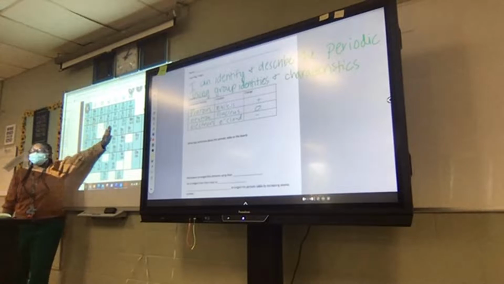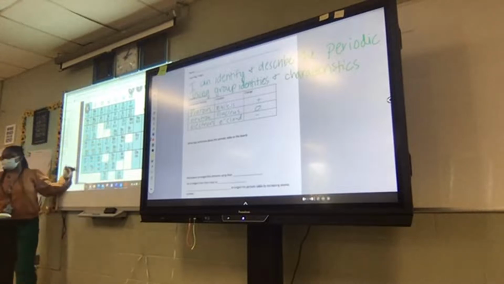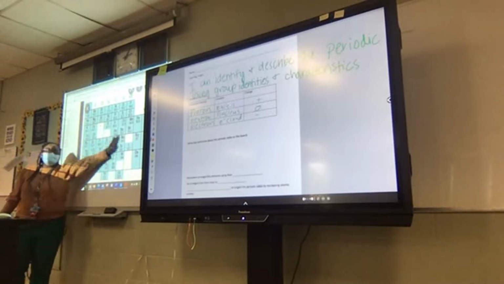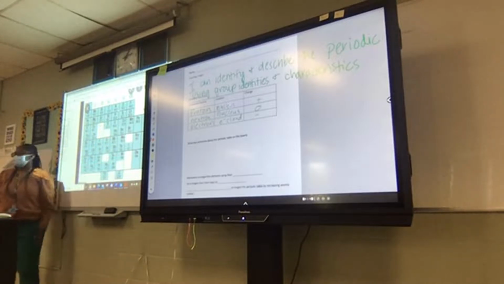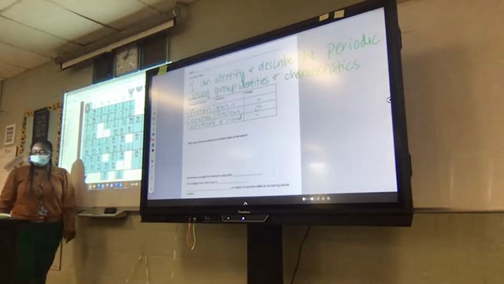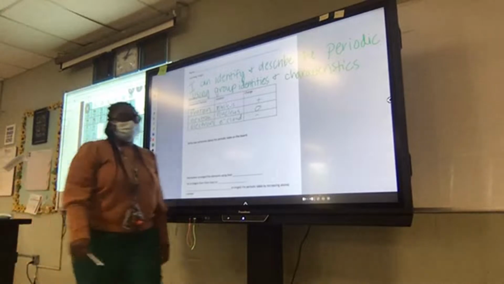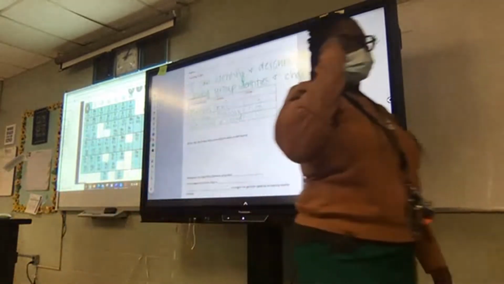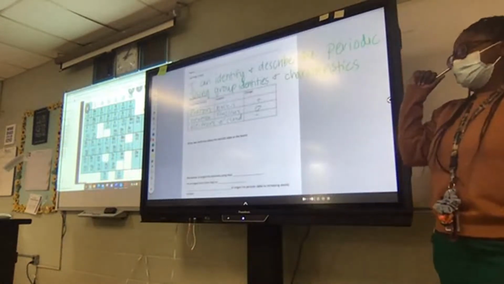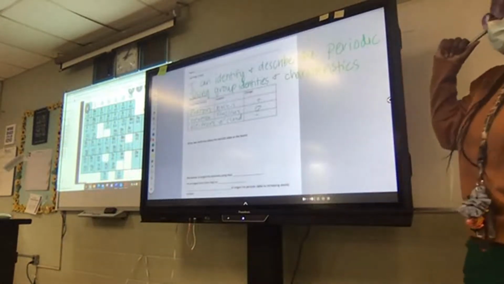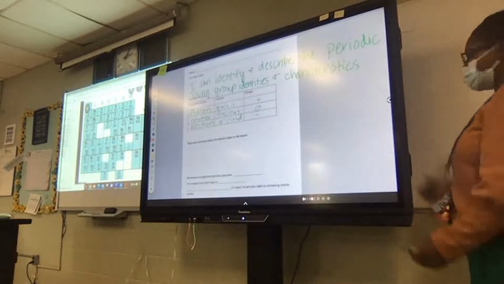I want you to write two sentences about what you observe here. Write it, don't speak it. Write it, then we will speak it. Write two sentences, complete sentences, with subject and verb. Write two sentences about this old periodic table. What do you notice?